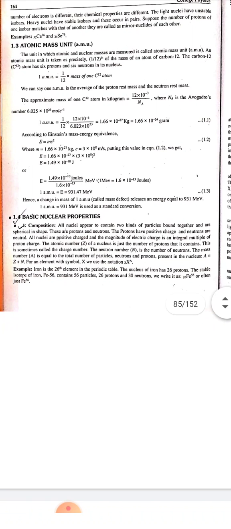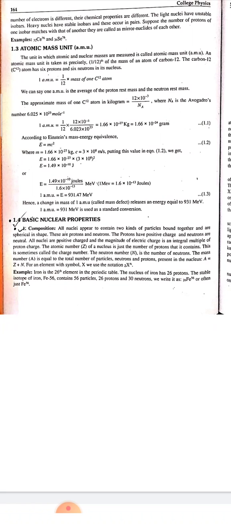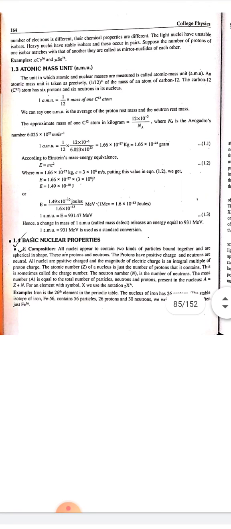An MCQ will be based on this: all the nuclei are positively charged, and the magnitude of electrical charge is an integral multiple of the proton charge. The atomic number of a nucleus is nothing but the number of protons that it has. This is sometimes also called the charge number. The atomic number of the nucleus is also called the charge number.